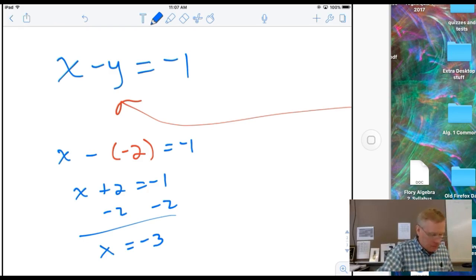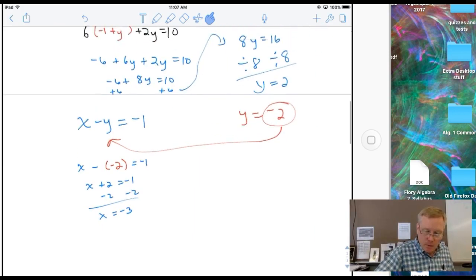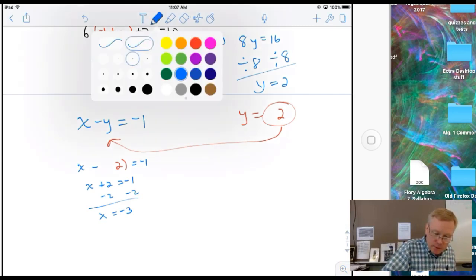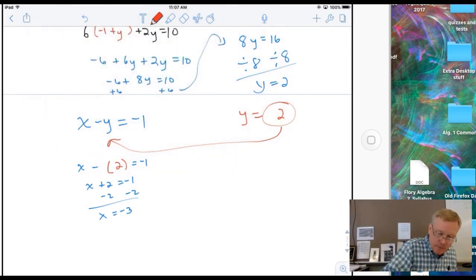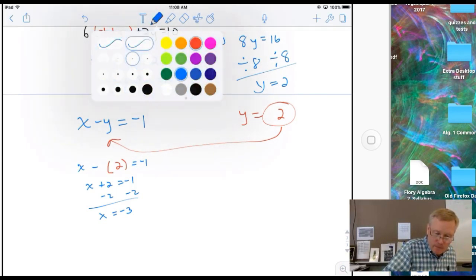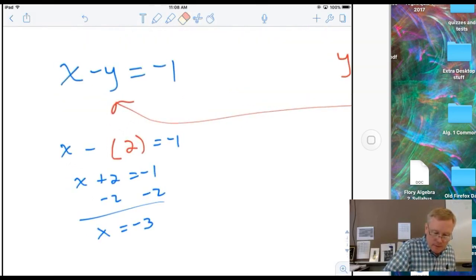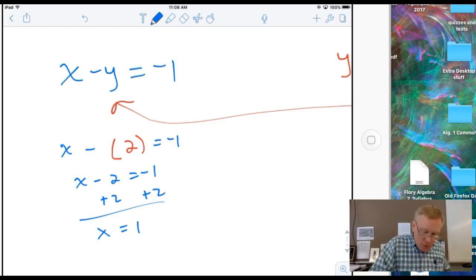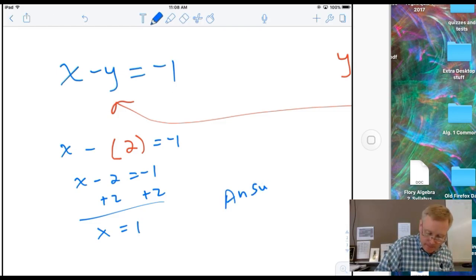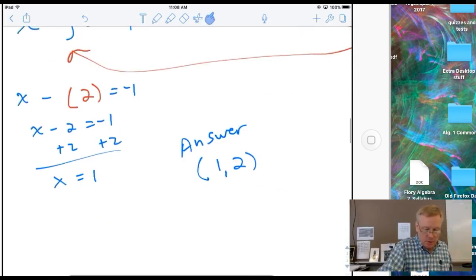-3. Did I make a mistake somewhere? Oh, it should have been +2. I switched it to a negative in there. I don't know why. So that means, sorry about that. Correct this. This should have been x minus 2, which means I'm going to add 2 to both sides, and I get 1. Okay, so my answer is 1, 2. X equals 1, y equals 2.